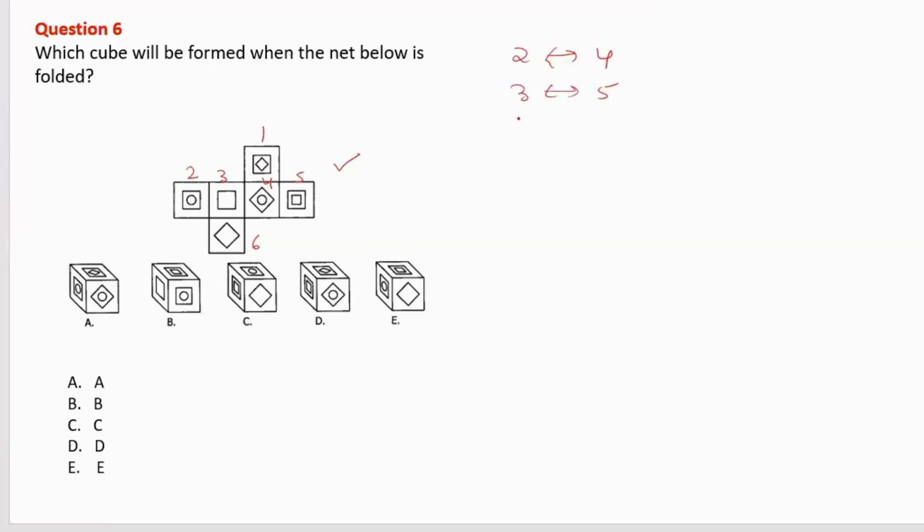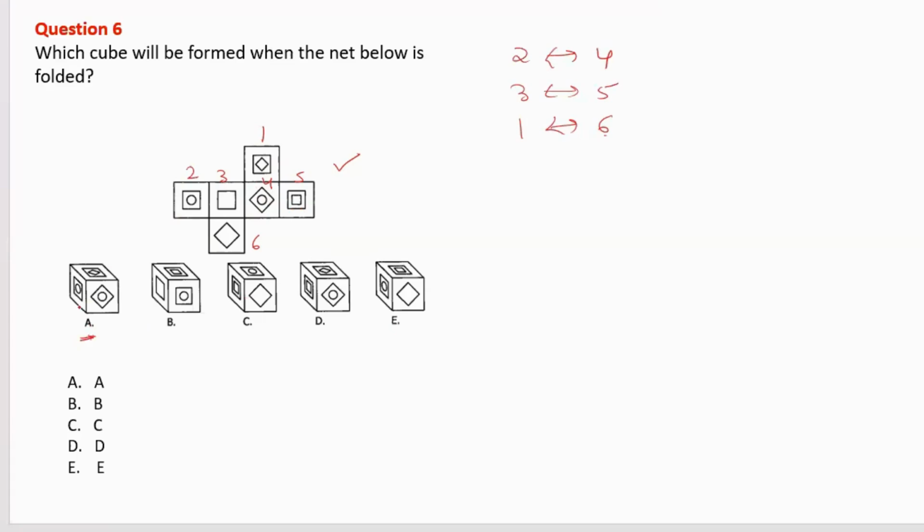And 1 is left, 1 is the opposite of 6. Okay. So it means this will always be opposite of that. They can't be just adjacent sides. They can't be adjacent faces. 2 and 4 can't be adjacent. 3 and 5 can't be adjacent. Okay. So I will start with my first option.